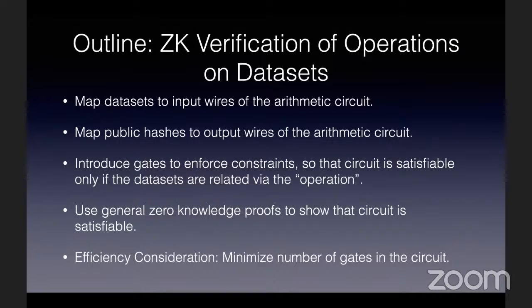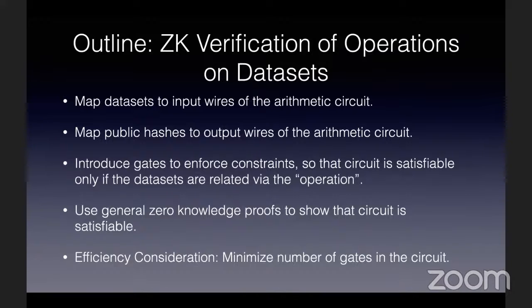So let's say the operation can be a concatenation operation. Like data set C is the result of row-wise concatenation of data set A and B. So if you are modeling this relation, you want to make sure that the gates in the circuit are such that they will be satisfiable only if the data sets are indeed related via the concatenation relation.